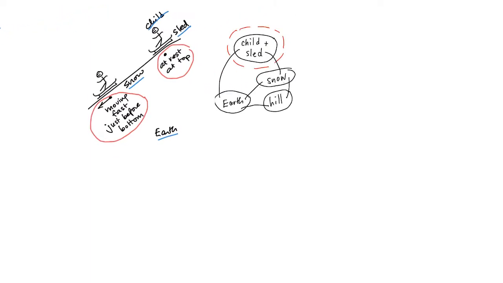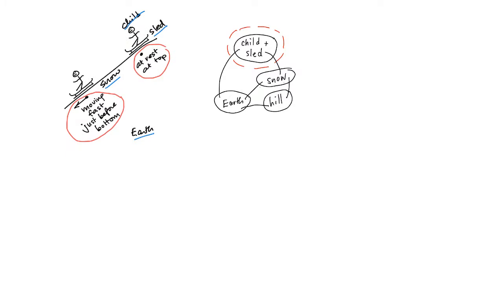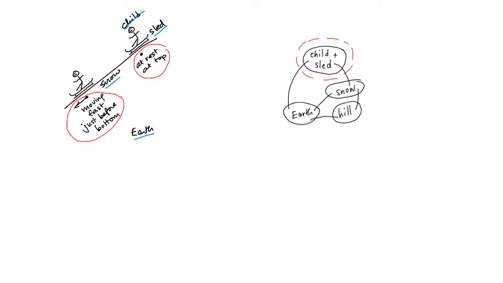So once you've got your sketch done, the next thing you want is a system schema. Remember that the system schema needs to have every single object in the system represented inside its own little circle, and then you connect things that are touching each other or obviously interacting with a line. And then the last step is to draw a dotted line around your system. So here I picked as my system the child and the sled. And I have the child and the sled interacting with the snow and the earth.